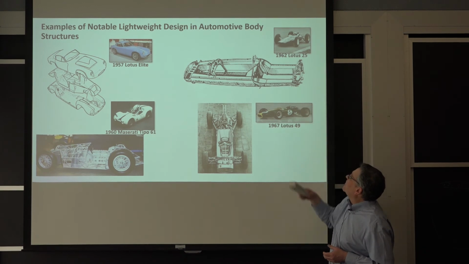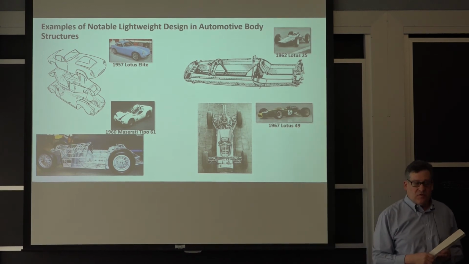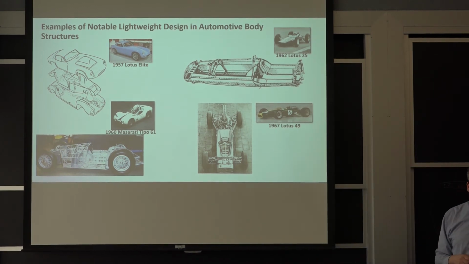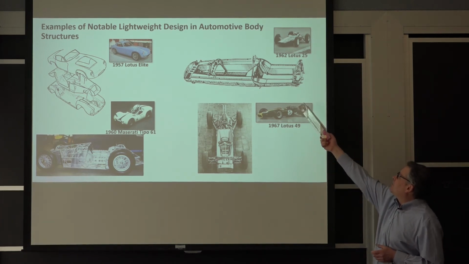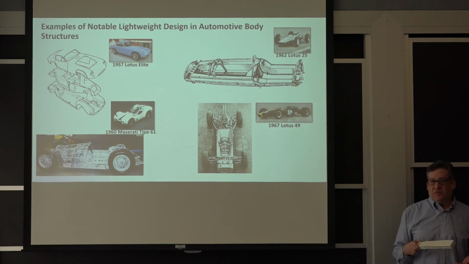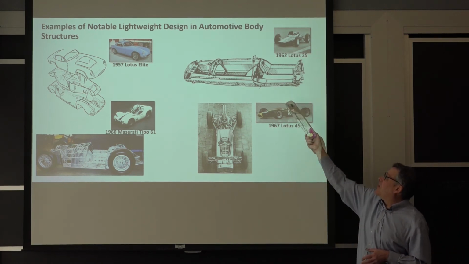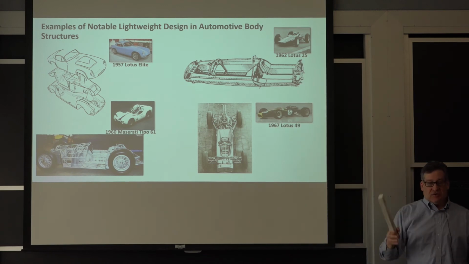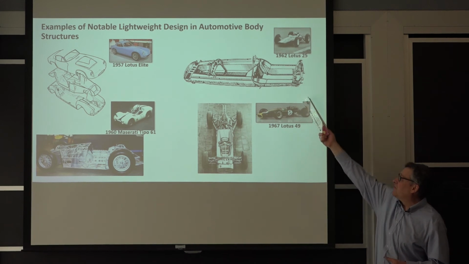Lotus was the first company to move this monocoque structure to Formula One. Prior to the Lotus 25 in the early 60s, all the Formula One cars were made from space frame structures, little tubes that were welded together. Lotus took aluminum panels, bent them in various shapes and welded them together, and made a true monocoque structure where the outer skin of the body was the primary structure. It was the Lotus 25.